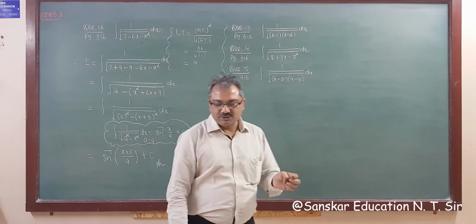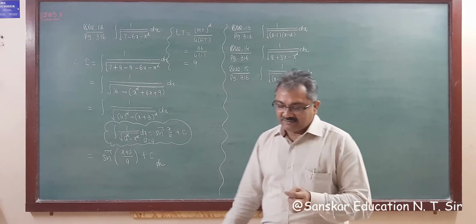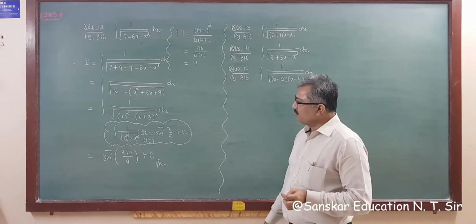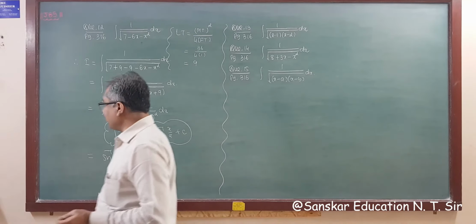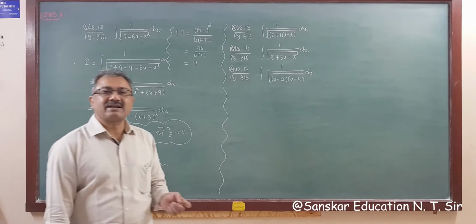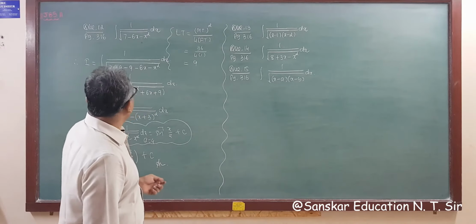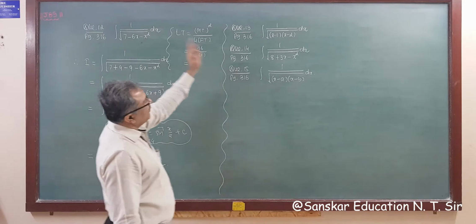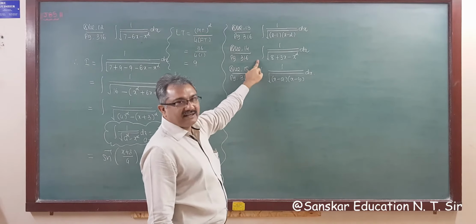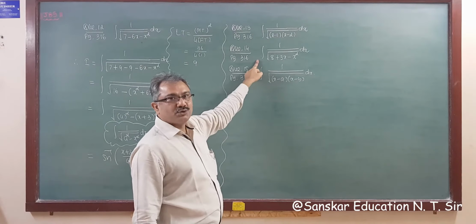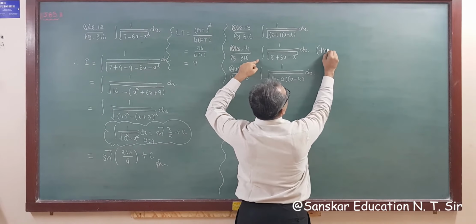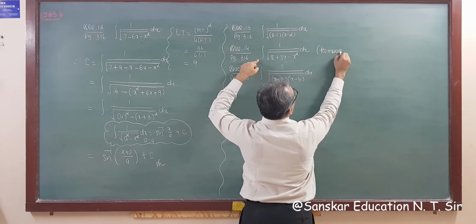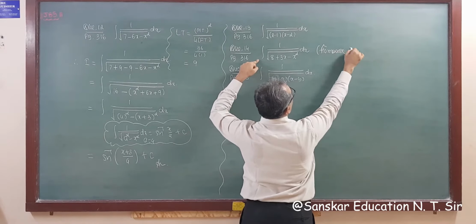Got it? So it's a very easy question, right? 1 upon root a square minus x square formula is applicable here, and answer is sine inverse x plus 3 by 4 plus c. Now similar question like this is question number 14. So I am leaving this for your homework. Do it yourself. So you have to do at home.